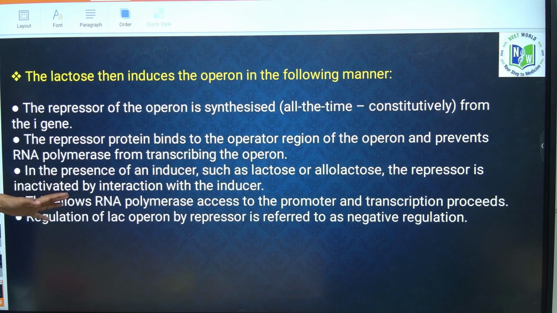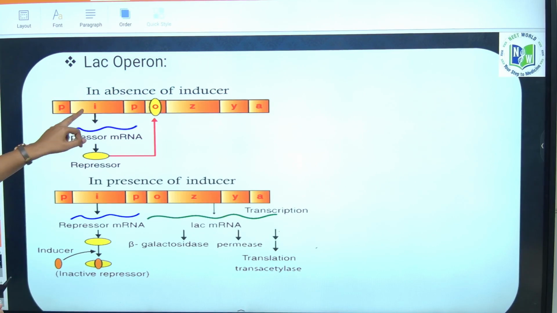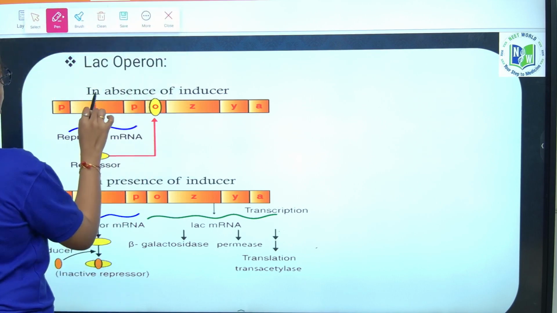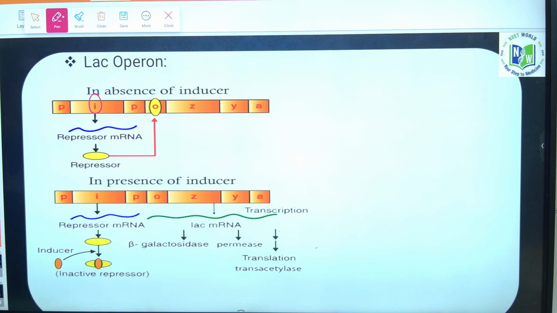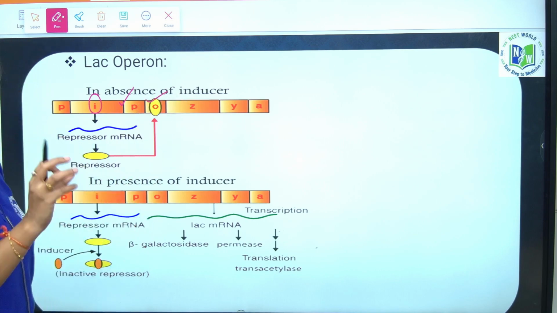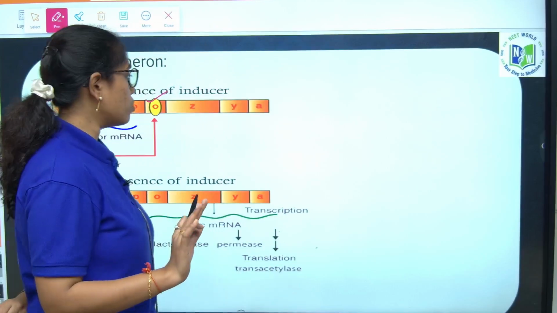Just now we have discussed what is present over here. So in the Lac Operon model, the questions will be asked as such. What is the constitutive gene? Your answer should be the I gene, which is continuously expressed. RNA polymerase will bind to which region? To the promoter region. To the operator region, what is bound? The repressor. The repressor binds to the operator region only in the absence of inducer.